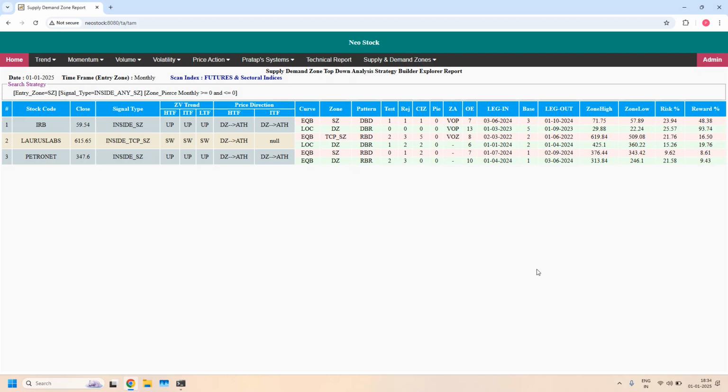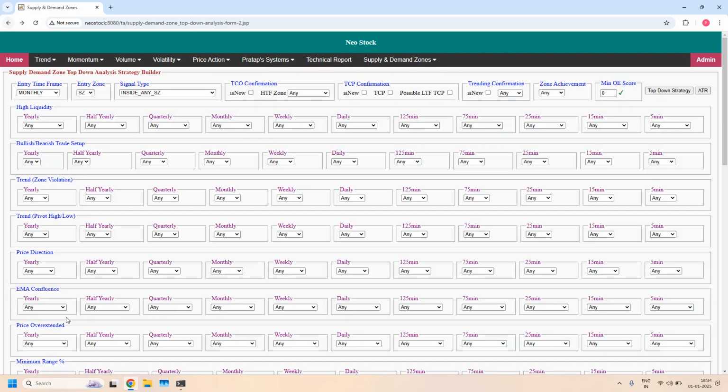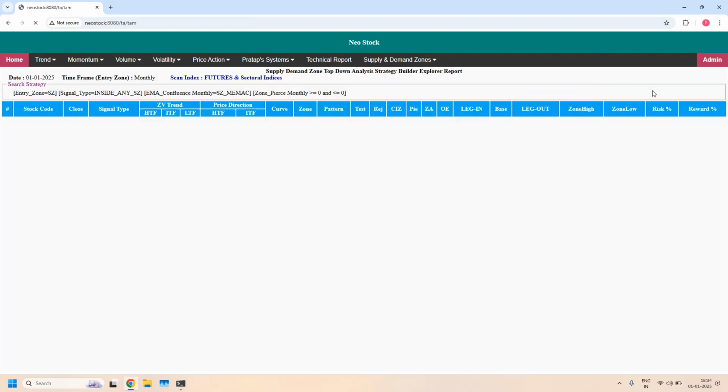Let's verify whether any of these monthly supply zones are having monthly EMA Confluence. So in the EMA Confluence at monthly time frame, I am selecting the filter monthly supply zone having monthly EMA Confluence. None of the stocks are having monthly EMA Confluence.